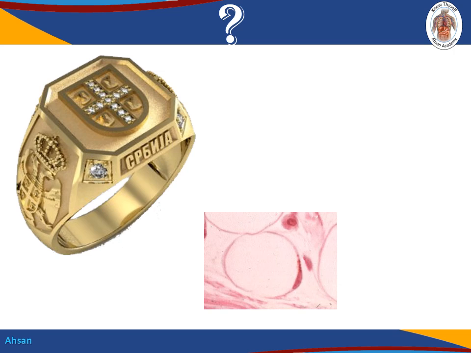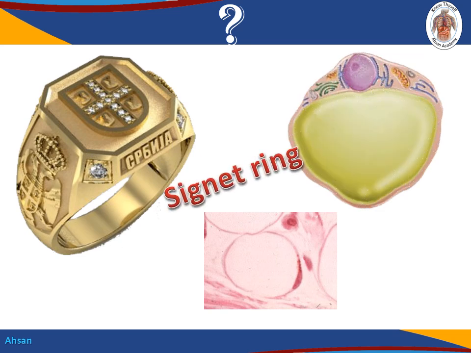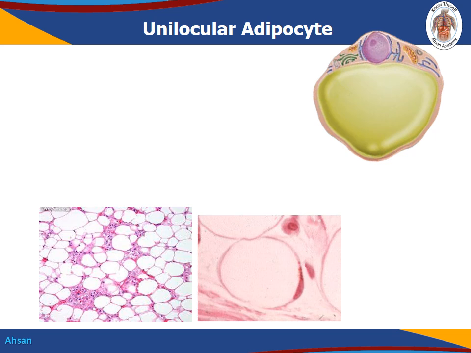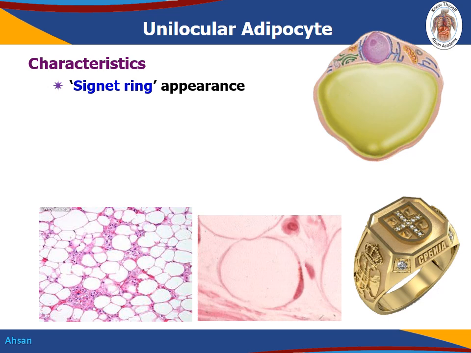I hope that you can identify the ring. This is a special type of ring used by the king. This looks like one fat cell, and this is known as a signet ring. A signet ring has a very large top and a thin ring. So this type of appearance the fat cell shows. That's why fat cell is known to have a signet ring appearance. Unilocular fat cells look like a signet ring, as I have already discussed.